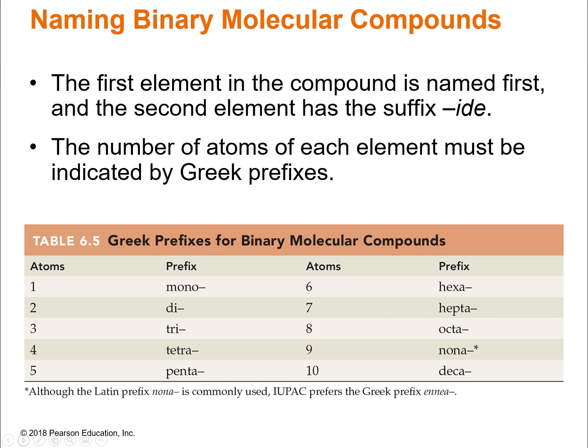For naming, you're going to first name the first element in the compound. So let's say you had CO2. The first element is carbon.